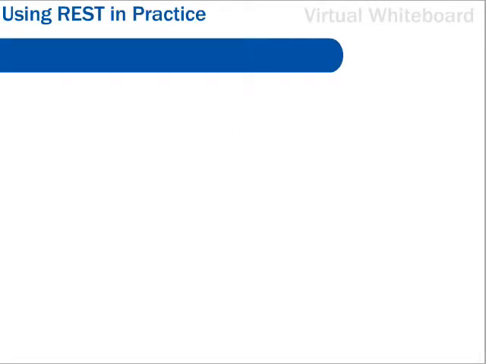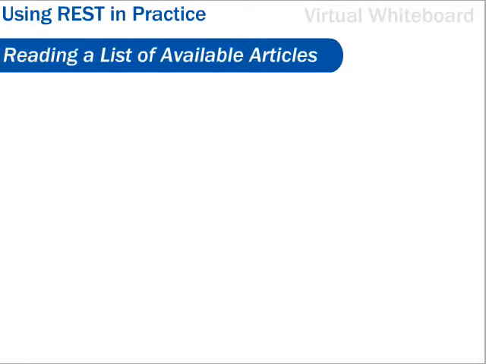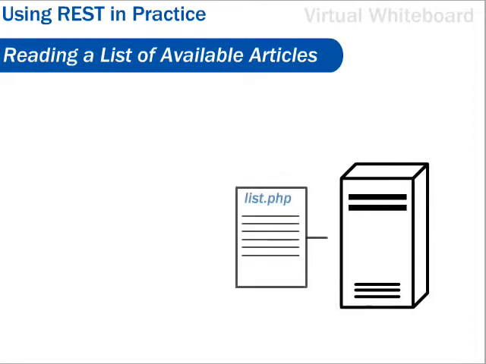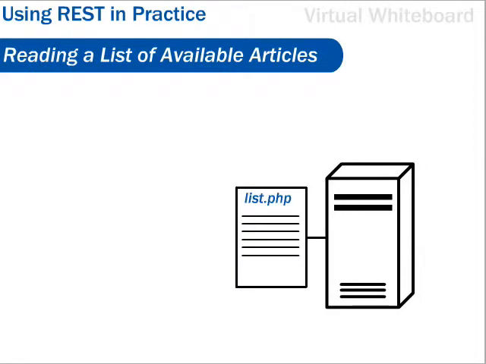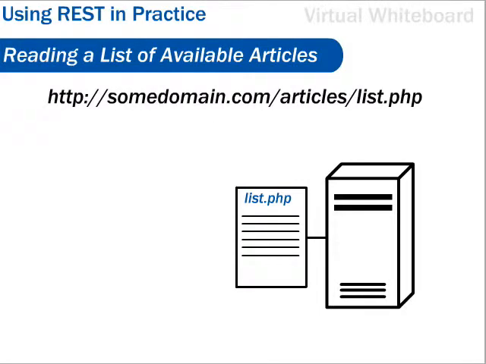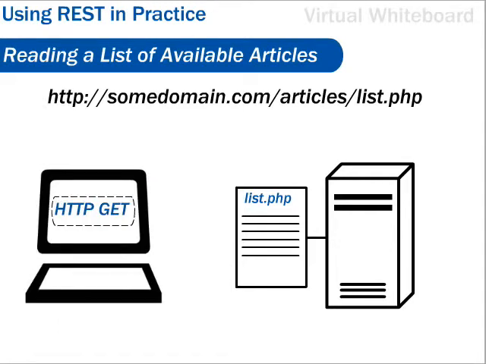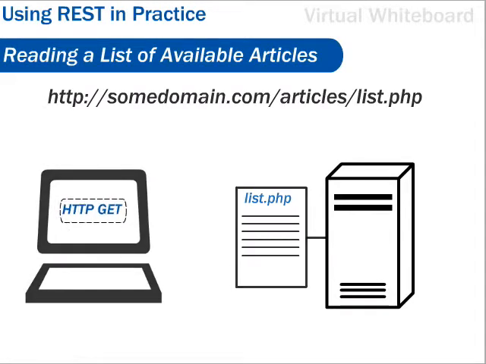Let's expand on the example quoted earlier involving our articles web service. The list of available articles is a resource. Because the web service conforms to REST principles, we expect the service to provide a URL by which we can access this resource. Because we are querying information rather than attempting to change it, we simply use an HTTP GET request to the preceding URL.